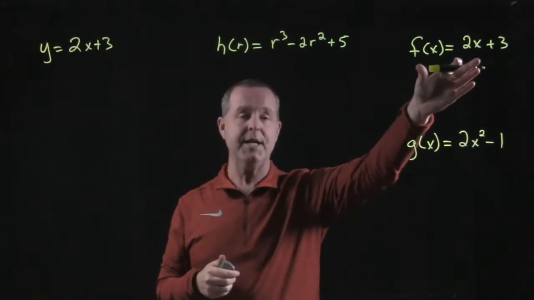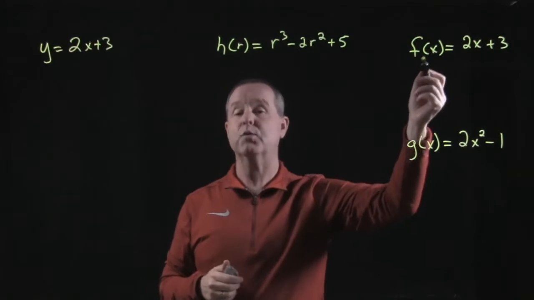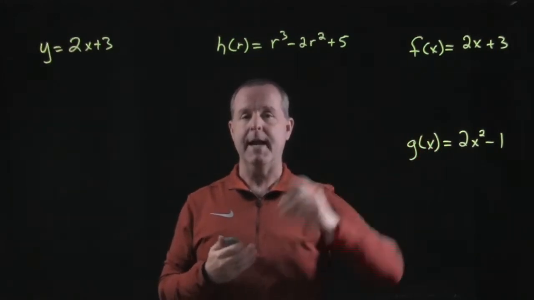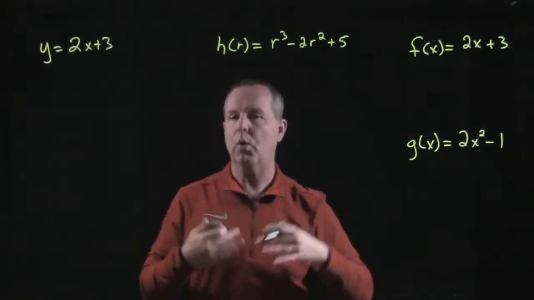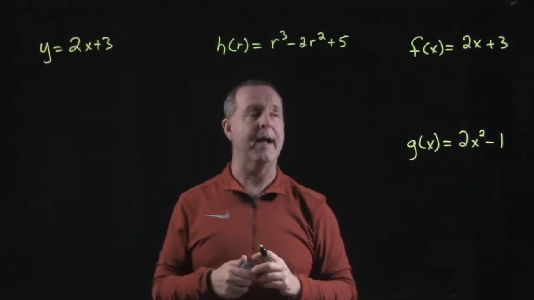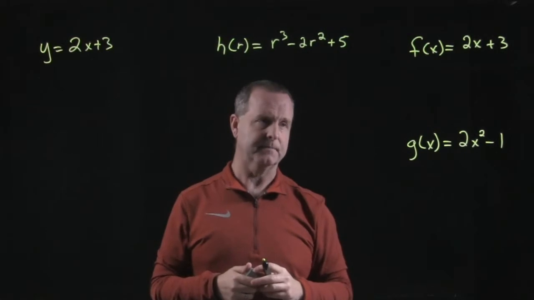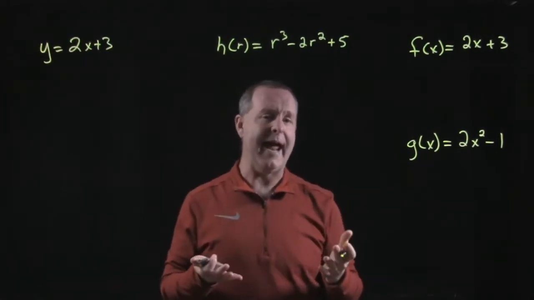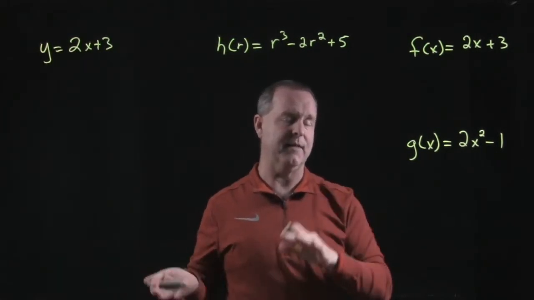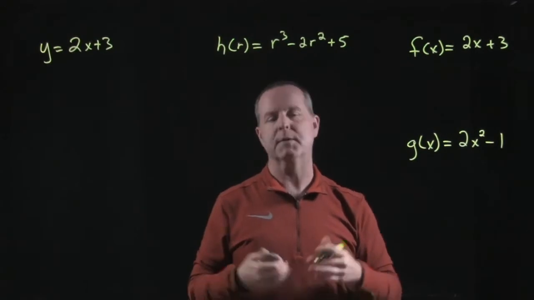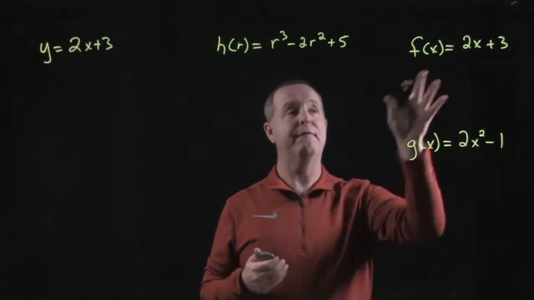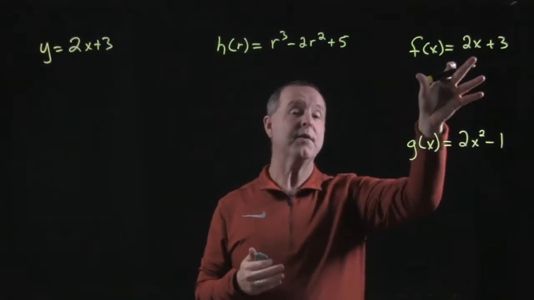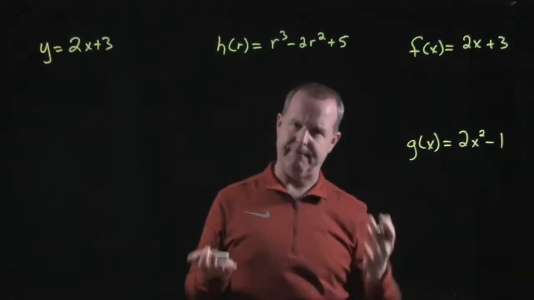Now, function notation is read f of x. It can also be read as g of x or h of r or whatever you might have as you're looking at these. Typically, we're going to be asked to evaluate functions at specific spots or specific values. For example, I might want to know what f of 4 is. What's the value of this function at 4?